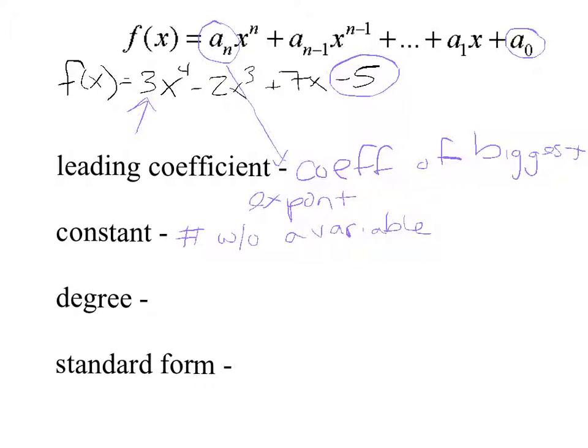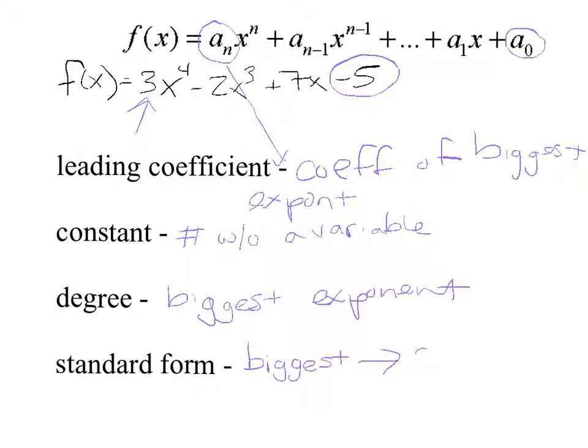The next term is the degree. That is the biggest exponent. So if we look at my example up there, my biggest exponent was 4, so this is a degree 4 polynomial. And then standard form is when you line them up from the biggest exponent to the smallest exponent, all the way down to the constant if there is one.